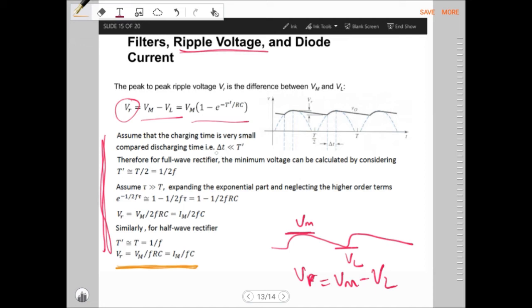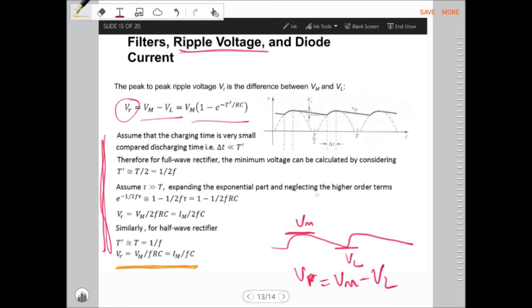First, assume that the charging time delta t, when the diode is on, is always a lot less than the discharging time T prime. Therefore, for a full wave rectifier, you can estimate that the discharging time equals T over 2, because the charging time is too small, which equals 1 over 2f. And also, we assume that the time constant RC is much greater than the period of your input.